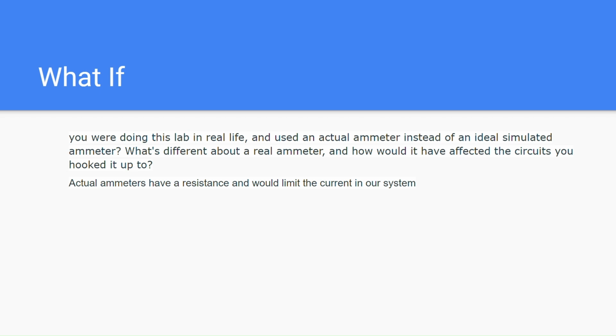All right, so actual ammeters do have resistance. The one in the simulation had absolutely zero. That's one of those confounding variables. While it is a low resistance, it will have some, so the current won't be perfect like it was in this simulation.